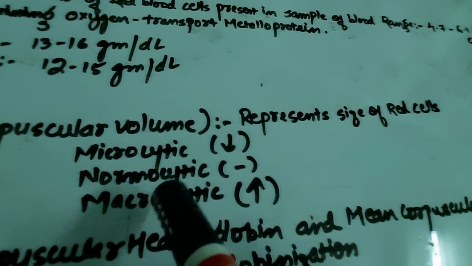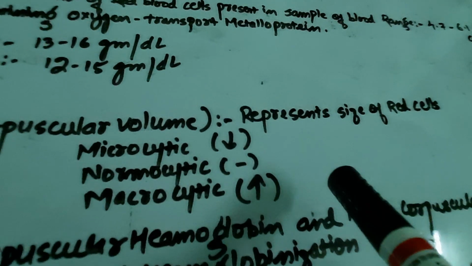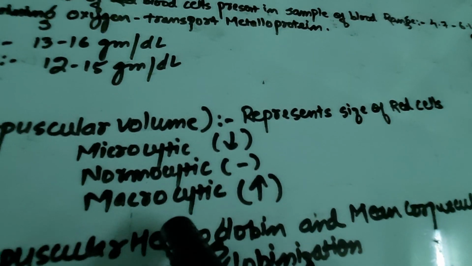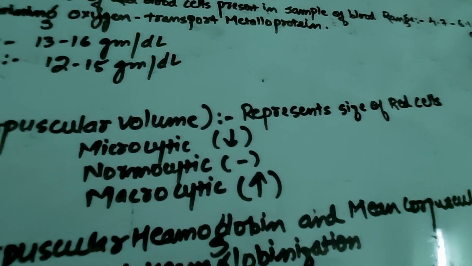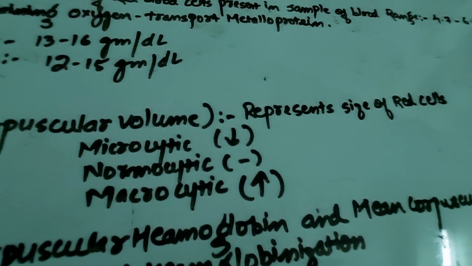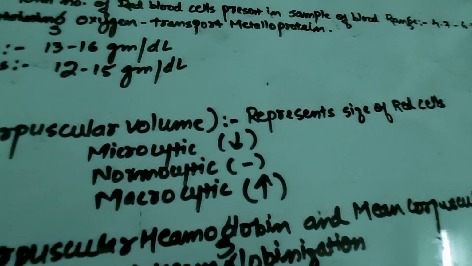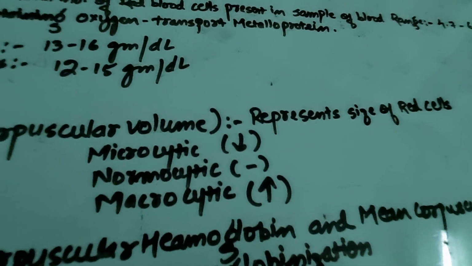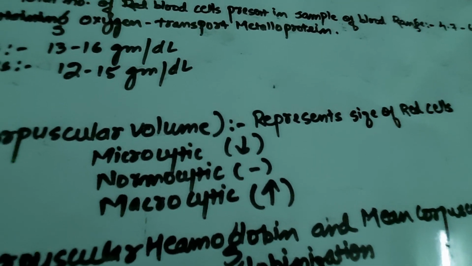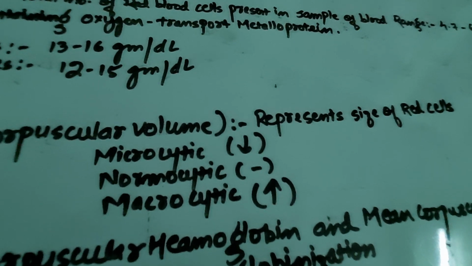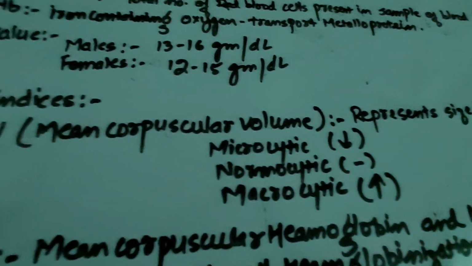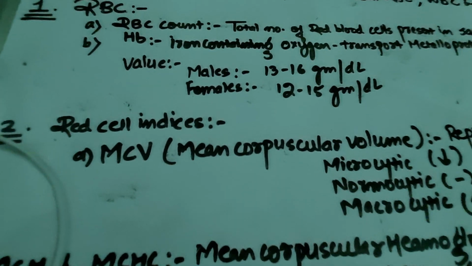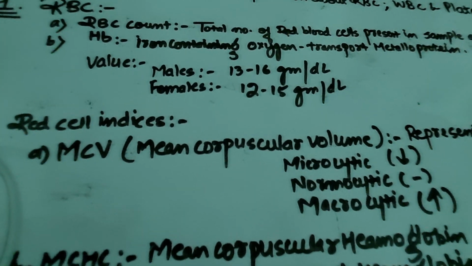The normocytic means the size is normal. And the macrocytic, you all know very well the example of macrocytic anemia, which is seen in vitamin B12 and folic acid deficiency, in which the size of RBCs increases. So that estimation is done by this important investigation, mean corpuscular volume.